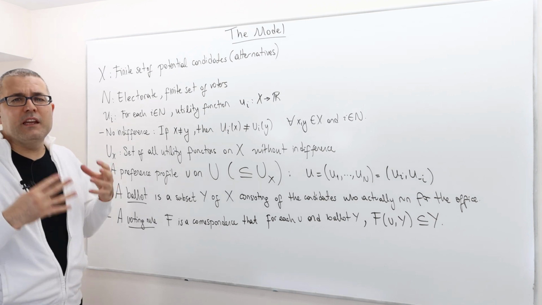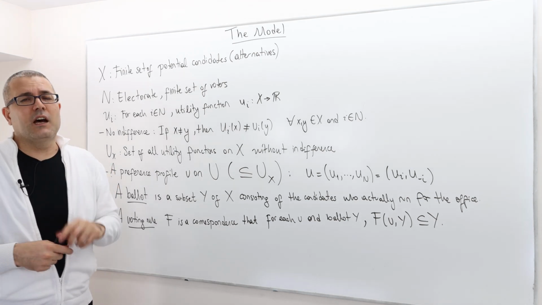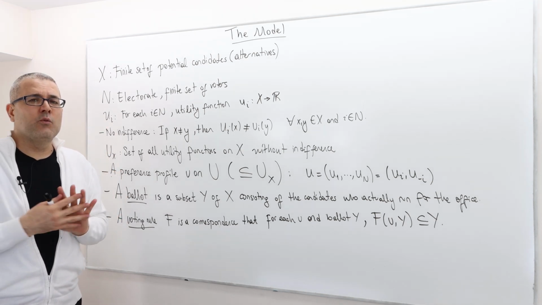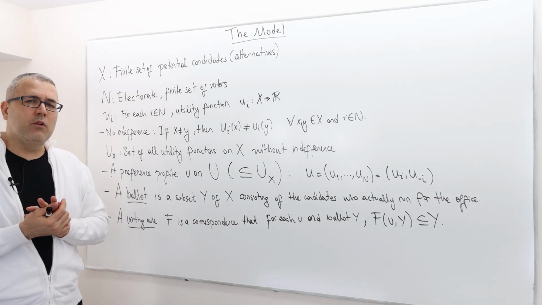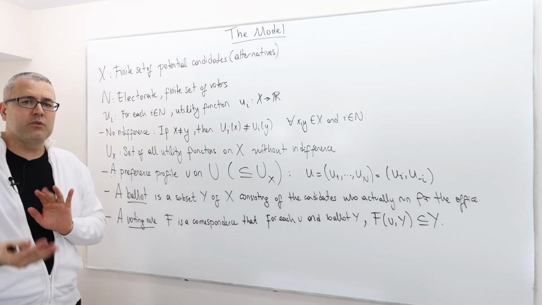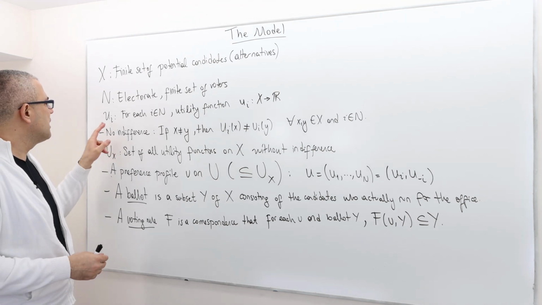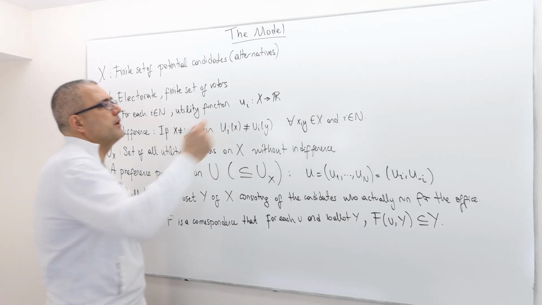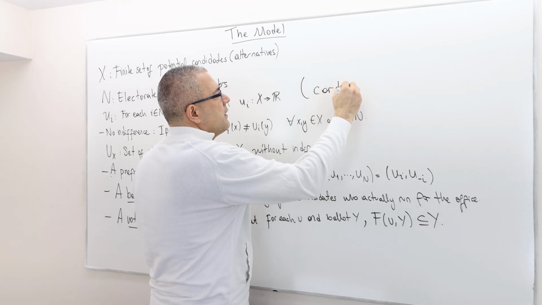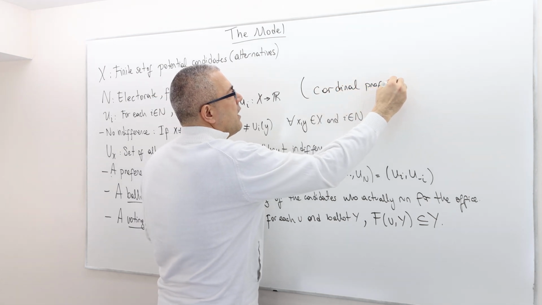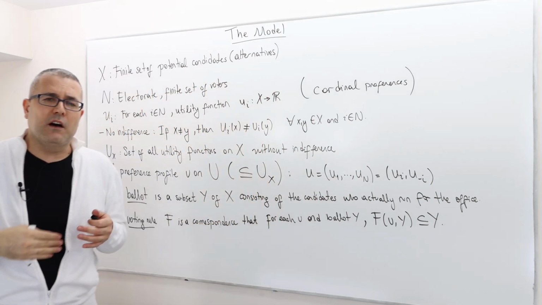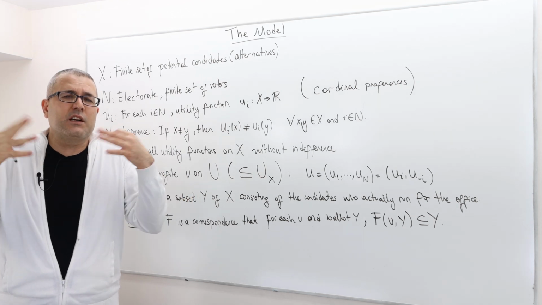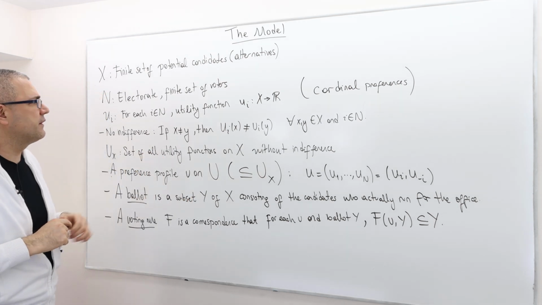N is the finite set of voters, at least 2 voters in it, and U_i. Again, I do not want to restrict our attention only to ordinal voting rules. We can also talk about cardinal voting rules. So U_i represents each agent's cardinal preferences. Maybe I should write it here: cardinal preferences. But don't forget, cardinal preferences will always give us the agent's ordinal preferences. So cardinal preferences are larger than ordinal preferences in that sense.